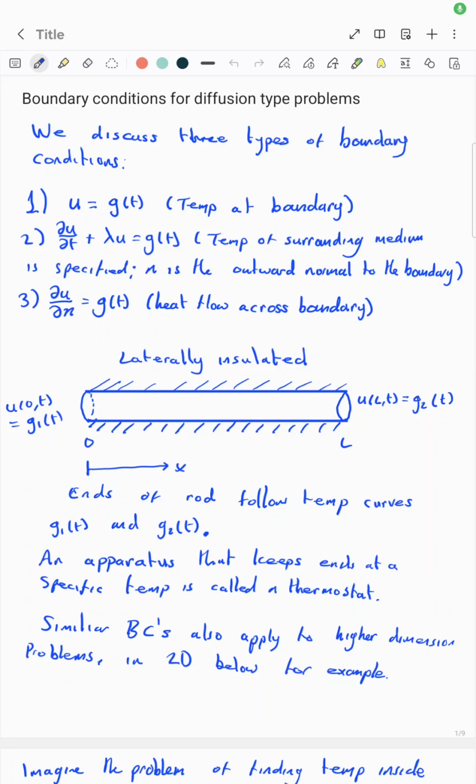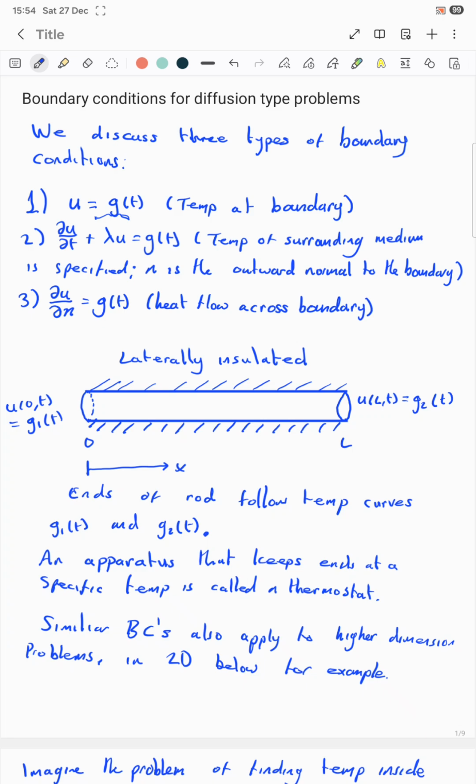This is engineering mathematics. Now we're interested in boundary conditions for diffusion type problems. First we'll discuss three types of boundary conditions. Number one, U equals g of t, and that's the temperature at the boundary.